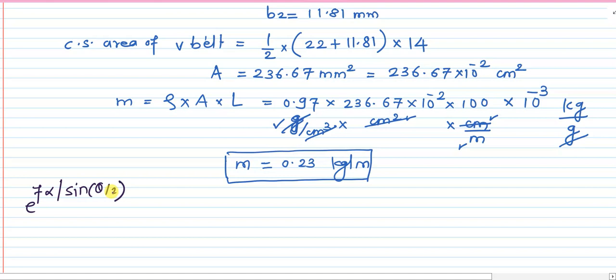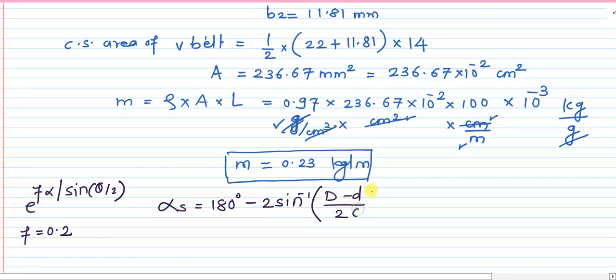So in order to solve this term, we already have the coefficient of friction as 0.2. Now we will need to calculate alpha for the smaller pulley, which is equal to 180 degrees minus 2 times sine inverse of (D minus d) upon 2C, where capital D and small d are given, and small c, the center to center distance, is also available.